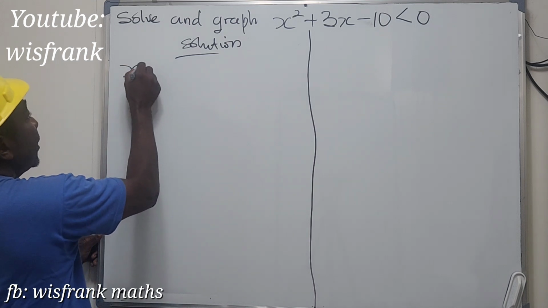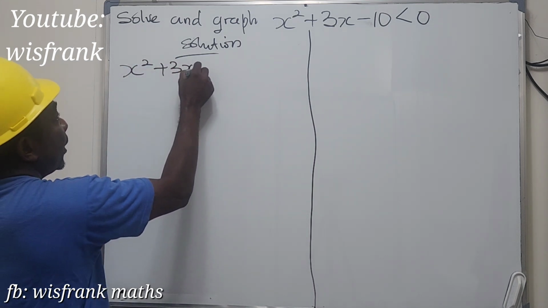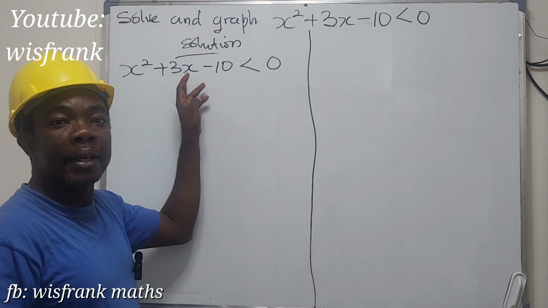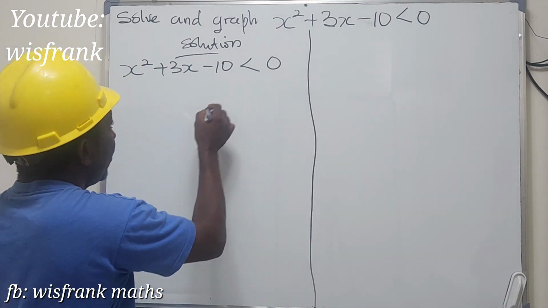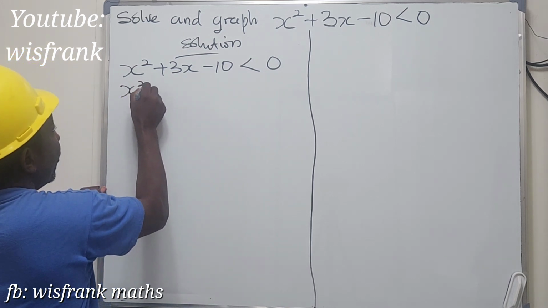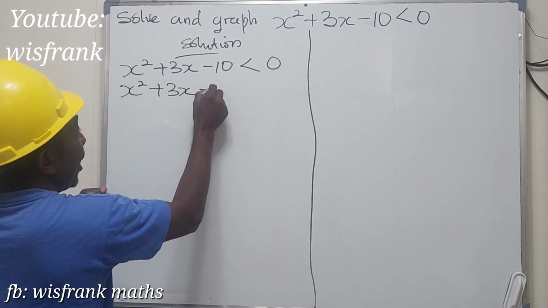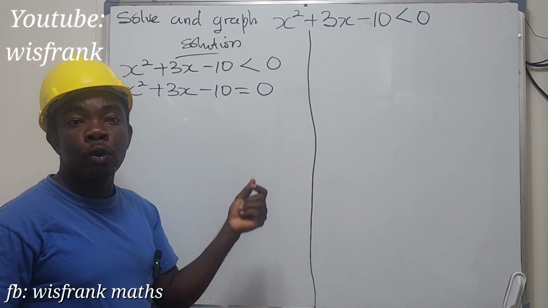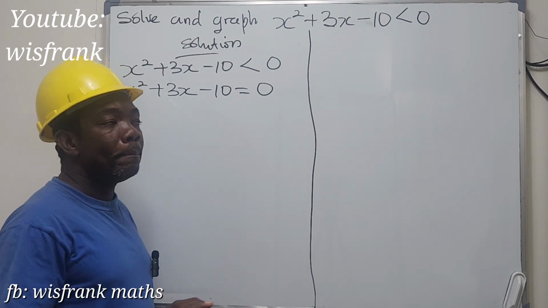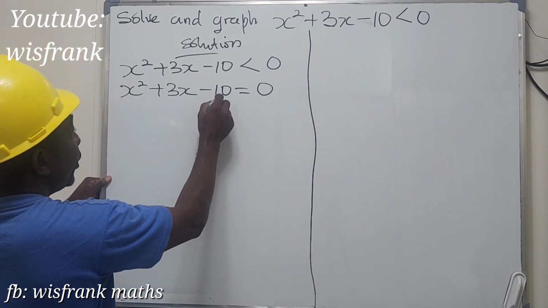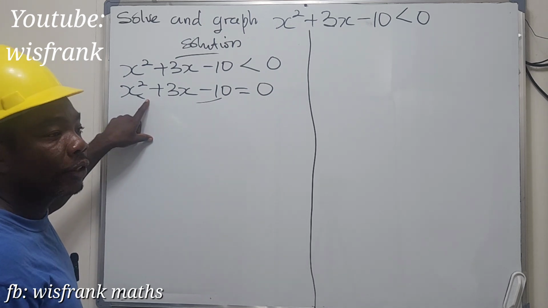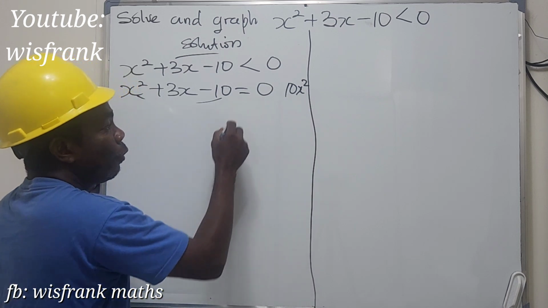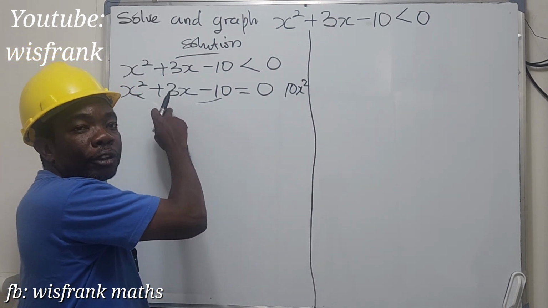So we are given x to the power of 2 plus 3x minus 10 is less than 0. And we all know that this is a quadratic equation. So here, for the quadratic equation, we have x raised to the power of 2 plus 3x minus 10 equals to 0. So we are going to find the root of this quadratic equation by factorization method. So here, what we need to do is to multiply 10 by x to the power of 2, and that will give us 10x squared. So find two factors that when we add or subtract will give us plus 3x.